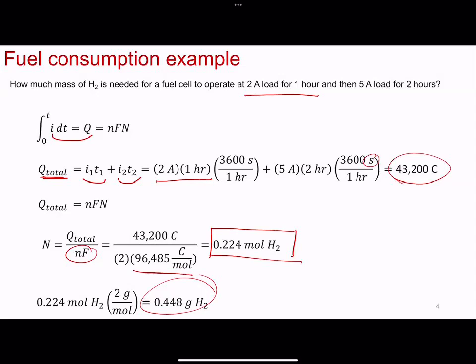Pretty standard. Relating current back to the chemistry. Okay. So these two examples, we've just manipulated I equals dQ/dt. That's it. That's the reigning equation that you need to know, which applies for your batteries and your fuel cells as well.